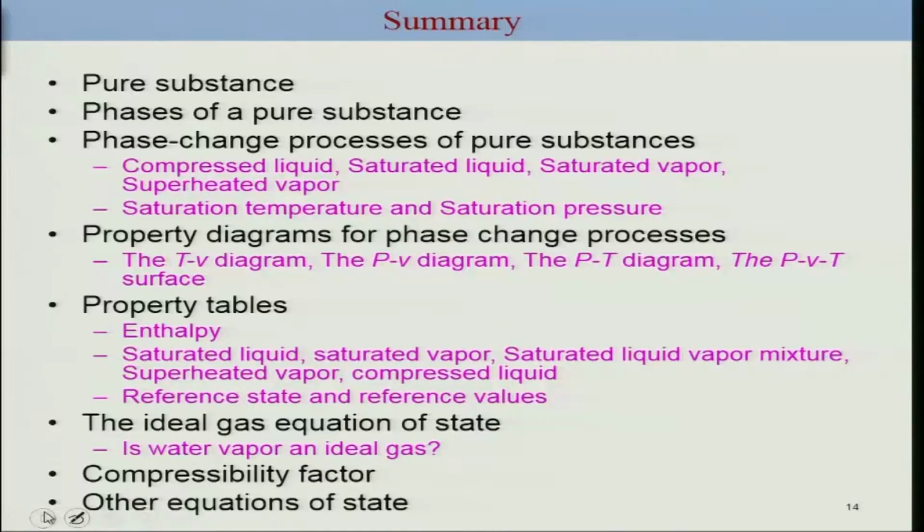Okay, with that let's go to the summary of this particular module. So we started with the definition of pure substance and phases of pure substance. We went through the phase change process. We described the compressed liquid, saturated liquid, and superheated systems. Then we went to the property diagram and how to describe the phase change on the property diagram. We also illustrated the use of property tables by doing some examples, and finally we ended today with equation of state, starting with the ideal gas equation of state leading to other complicated equations of state. Okay, so with that, this is the end of this particular chapter, and next we are going to look at the energy analysis of a closed system.